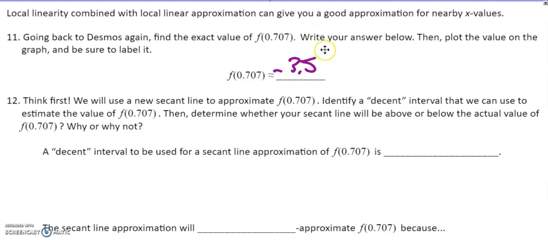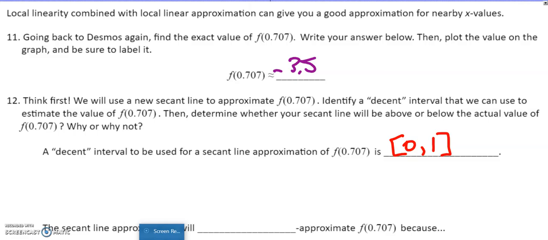AP is going to require 3 decimal places, so if possible you want to do that, but obviously here we don't have those to carry out. It says we'll use a new secant line to approximate this. We want to find a decent interval. If I want to know what's going on at 0.707, I probably don't need to be looking between like 30 and 38. So I'm going to choose the interval of 0 to 1.